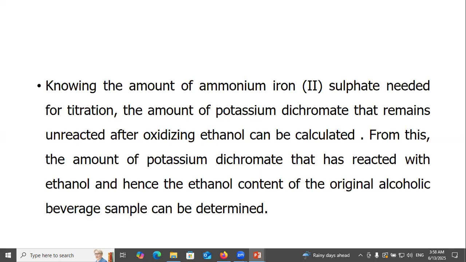Knowing the amount of iron sulfate needed for titration, the amount of potassium dichromate that remains unreacted after oxidizing ethanol can be calculated. From this, the amount of potassium dichromate that has reacted with ethanol, and hence the ethanol content of the original alcoholic beverage sample, can be determined.